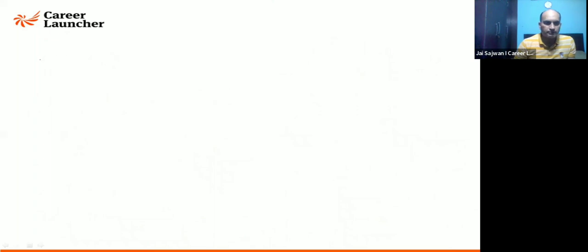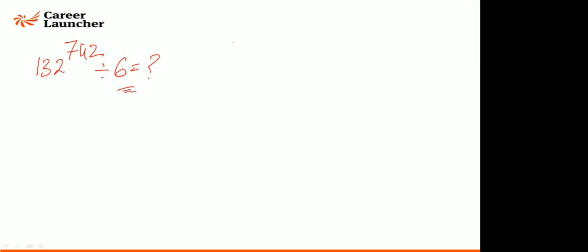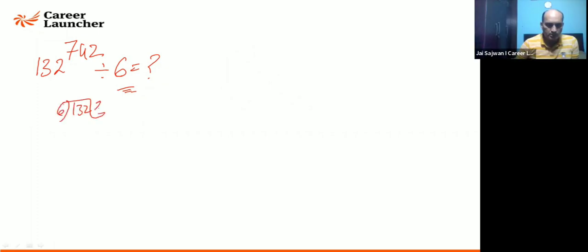Let's take one number. What is the remainder? Come on, be fast. Hardly 30 seconds. 132 divided by 6: 6 twos are 12. Remainder is 0.